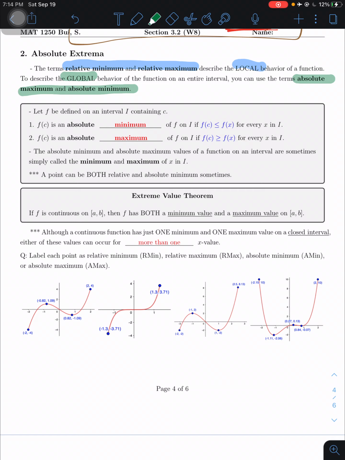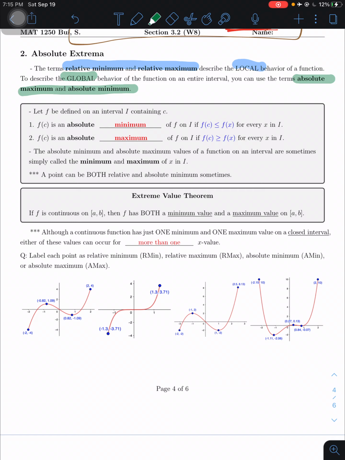All right, so the absolute minimum and absolute maximum values of a function in an interval are sometimes simply called the minimum or maximum, okay? So if it just says maximum and minimum, you have to understand that it's the absolute maximum and absolute minimum. Otherwise, they're going to say relative maximum and relative minimum, okay? And a point can sometimes be both a relative and absolute minimum, okay? I'm going to show you 4 examples in a second to see that sometimes they can repeat, right?